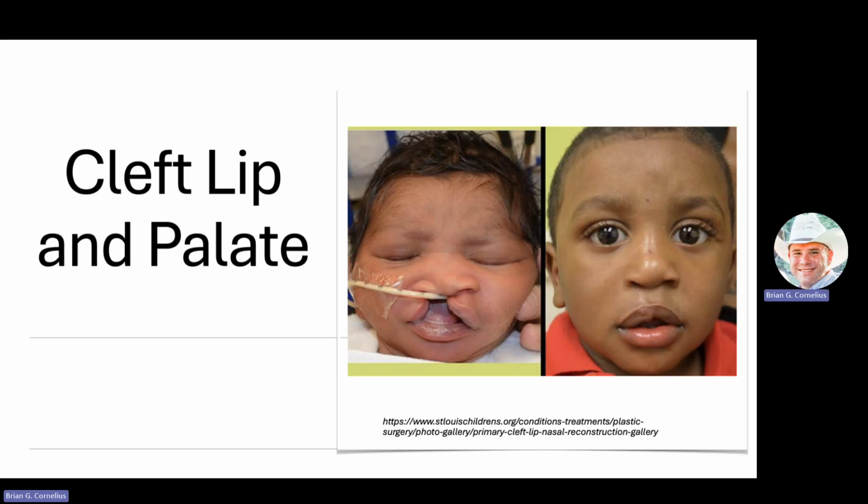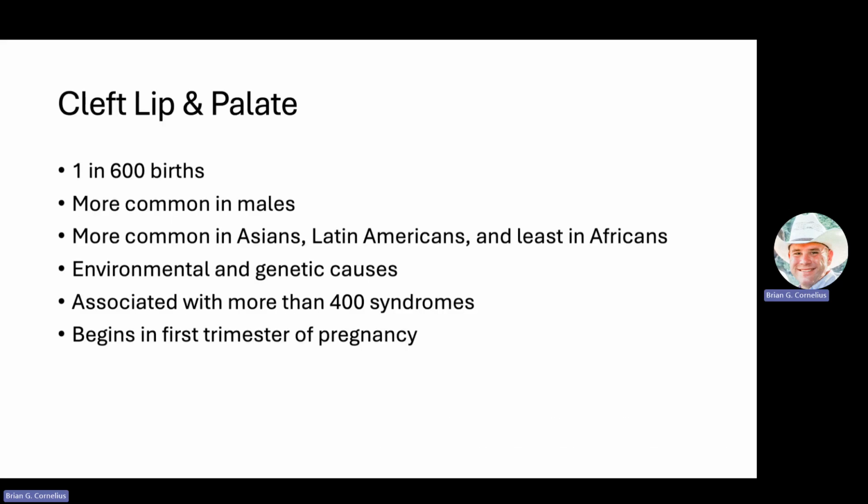Cleft lip on the left, cleft palate on the right. These are some of the most common things that we see in patients. You can see that the patient on the right has had his cleft lip repaired. You're not able to visualize the cleft palate.